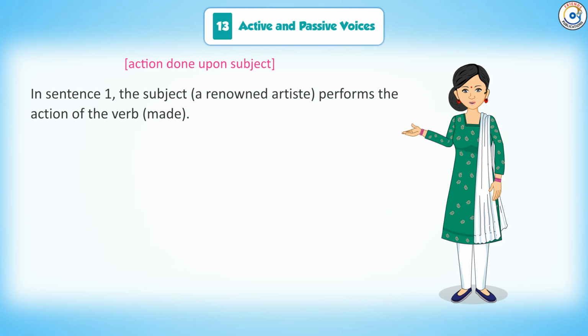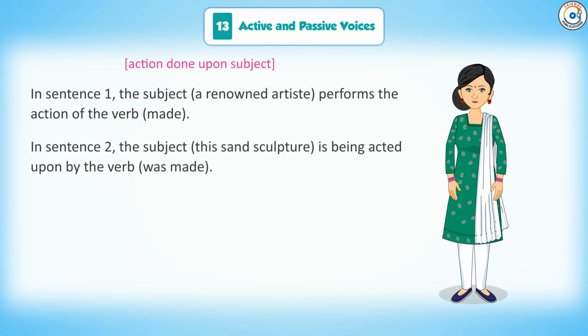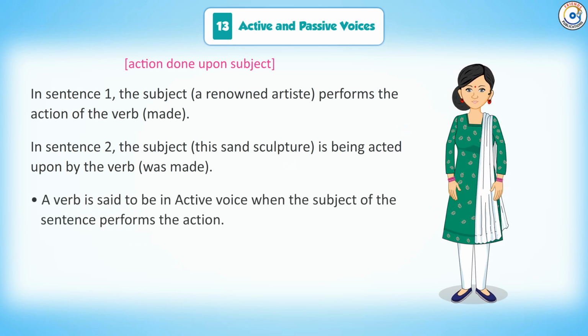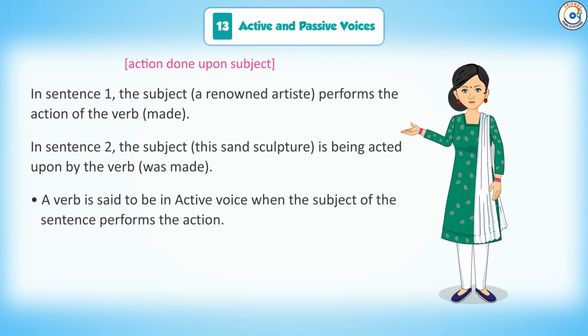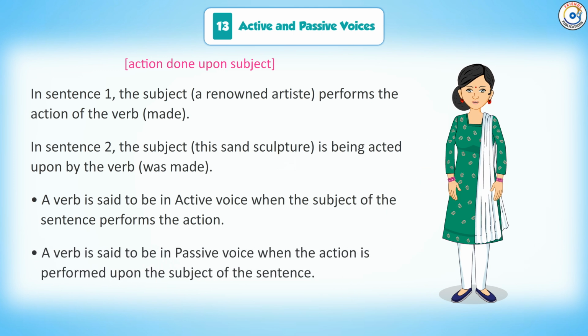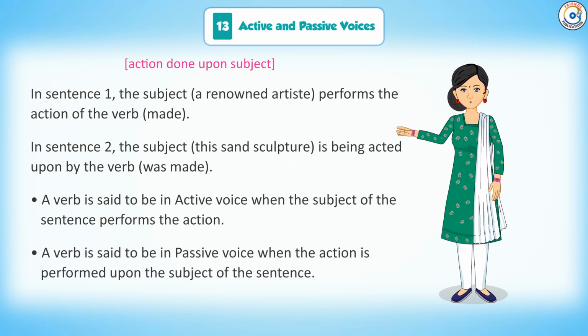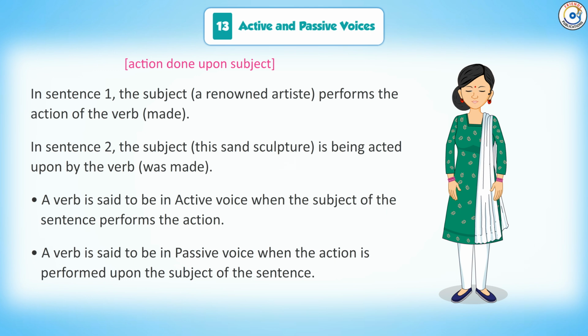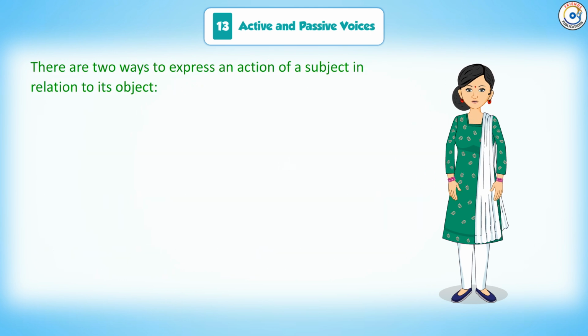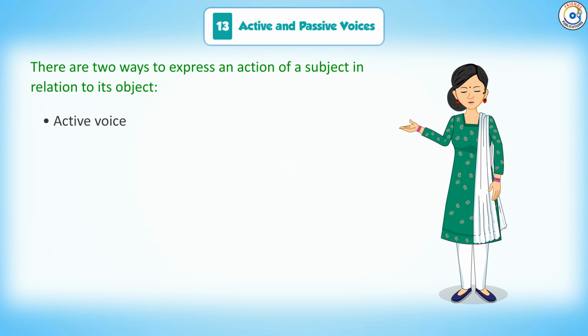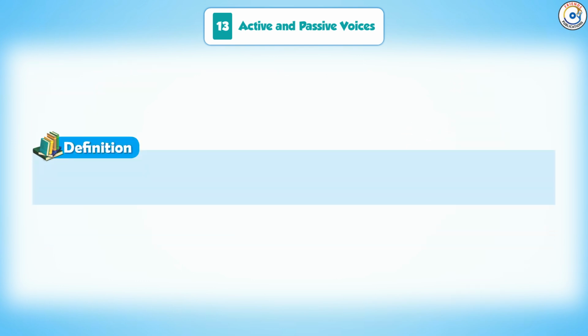In sentence 1, the subject, a renowned artist, performs the action of the verb made. In sentence 2, the subject, this sand sculpture, is being acted upon by the verb was made. A verb is said to be in active voice when the subject of the sentence performs the action. A verb is said to be in passive voice when the action is performed upon the subject of the sentence. There are two ways to express an action of a subject in relation to its object. Active voice, passive voice.